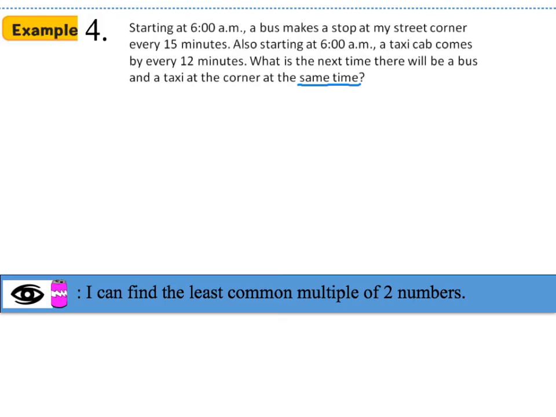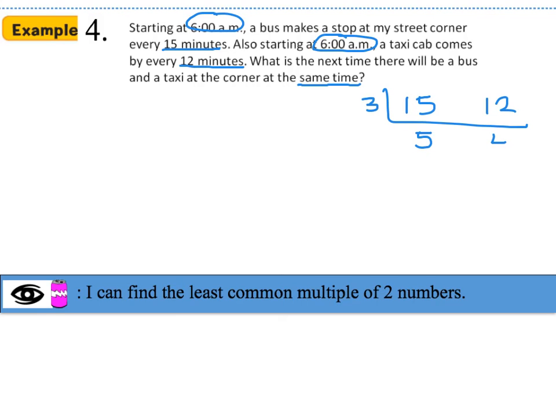So given that information, let's go ahead and find the LCM of 15, because that's every time the bus goes around, and 12 because that's every time the taxi goes around. Also take note, they're telling you 6 a.m. That's the starting time. So both buses and taxis start at 6 a.m. So that's not needed in our problem right now. What we do need is the 15 and the 12. In our ladder, let's go ahead and figure out what goes into 15 and 12, and let's think of 3. 3 goes into 15 5 times, and 3 goes into 12 4 times.